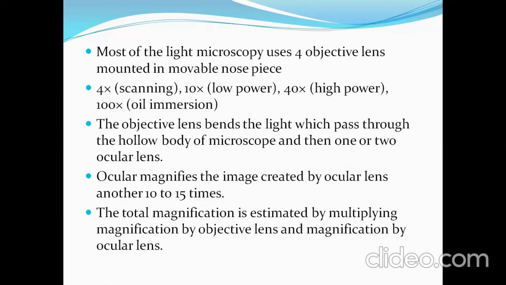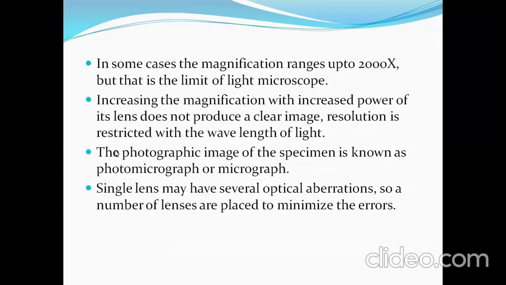or the compound microscope. Okay, so in some cases the magnification ranges up to 2000x, but that is the limit of the light microscope. So increasing the magnification with increased power of its lens does not produce a clear image. Resolution is restricted by the wavelength of light. We know that, and we will discuss it in the next part. The photographic image of the specimen is known as a photomicrograph or micrograph, and a single lens may have several optical aberrations, so a number of lenses are placed to minimize the errors. Okay, so this is the brief introduction of the bright field microscope or the compound microscope as a whole.